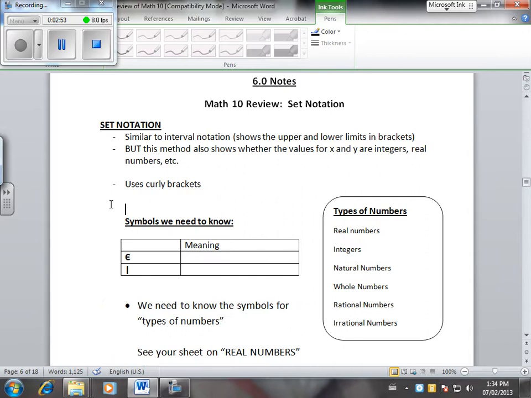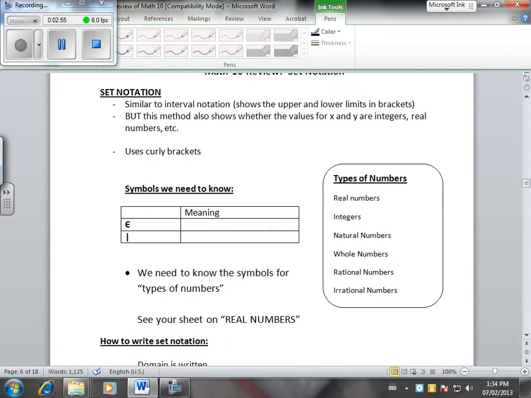We're going to start with set notation. So this is similar to interval notation, but interval notation only shows the upper and lower limits in the brackets. This method will also tell you what kind of values x and y are. So are they integers, real numbers, natural numbers, irrational numbers, etc. And to use set notation, we have to use curly brackets. Okay, so brackets that look like this.